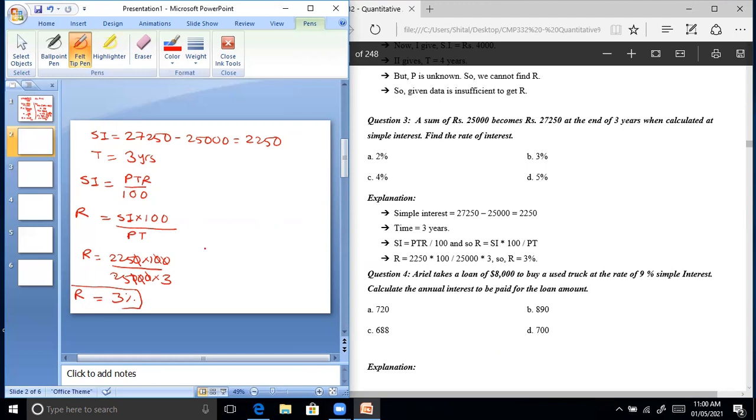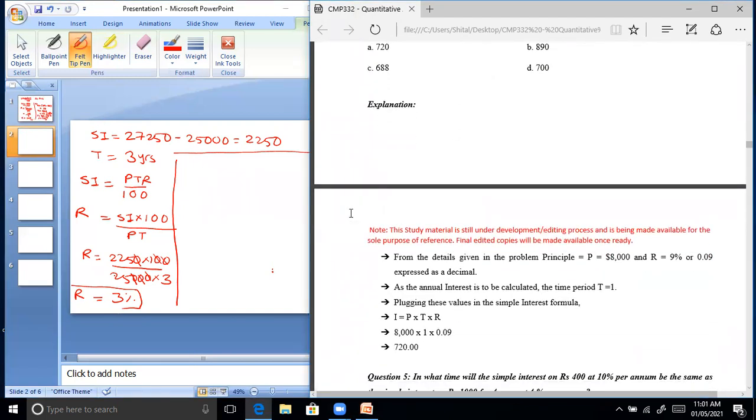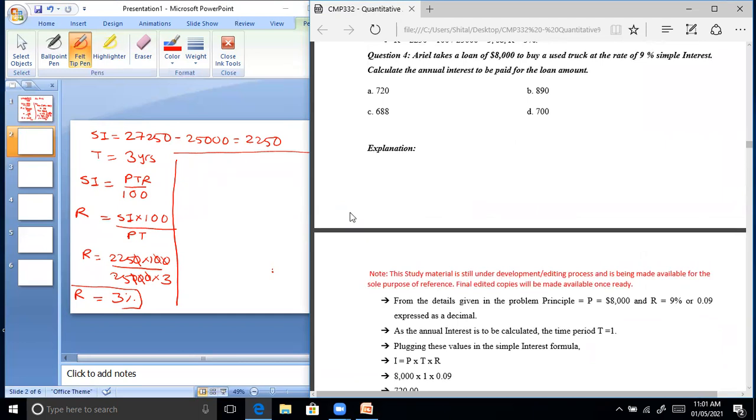Next question. Ariel takes a loan of $8,000 to buy a used truck at the rate of 9% simple interest. Calculate the annual interest to be paid for the loan amount. From the details given in the problem, this is the principal amount. Rate of interest is given as 9%, or 0.09 when divided by 100. As the annual interest is to be calculated, this is only for 1 year.